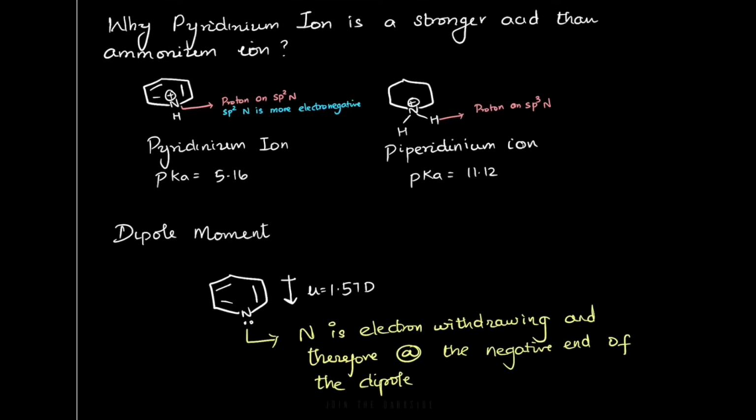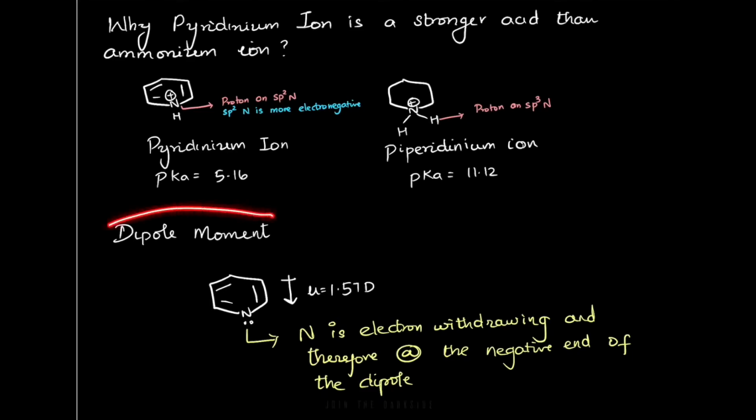Because of which an sp2 nitrogen is going to be more electronegative, and therefore the hydrogen that's connected to that sp2 nitrogen is more acidic. And therefore the pyridinium ion is going to be more acidic, which has a pKa value of 5.16 compared to that of the ammonium ion with a pKa value of 11.12.